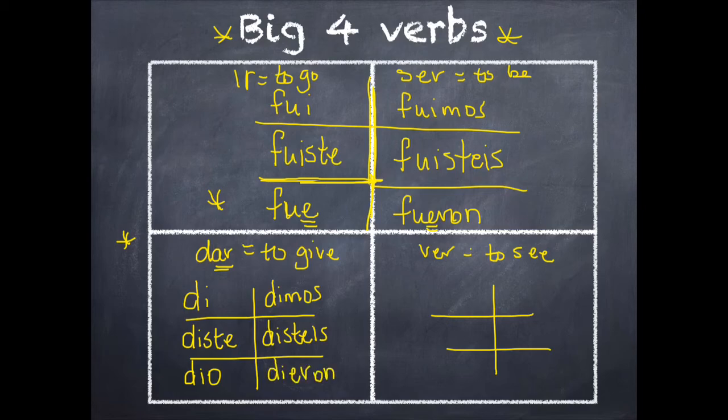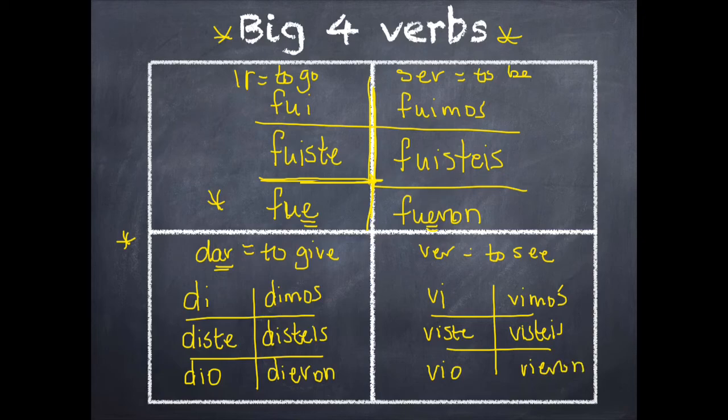Now, ver is going to be the same. The only thing that's going to change is the first letter in the word. So, for example, it's going to be vi. Vimos. This is why we pair them up. Viste. Vistais. Vio. No accent. And vieron.